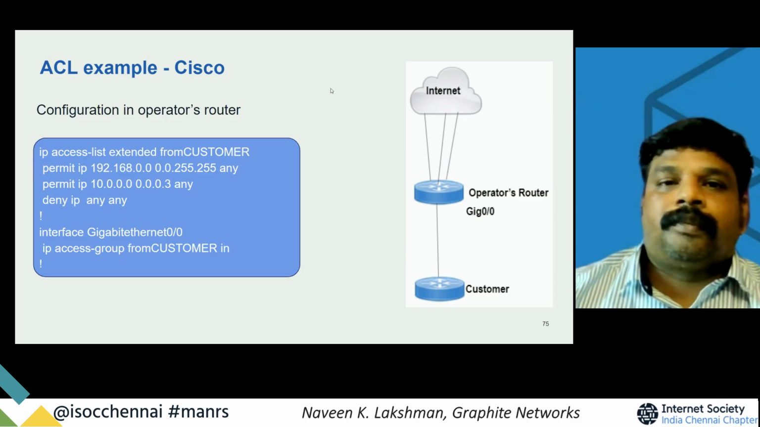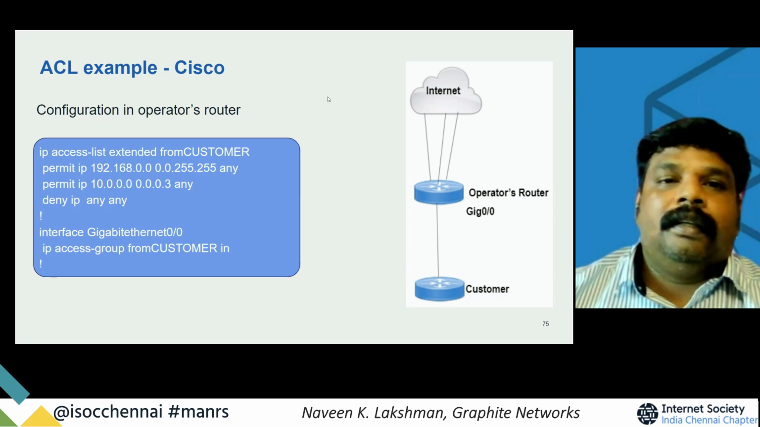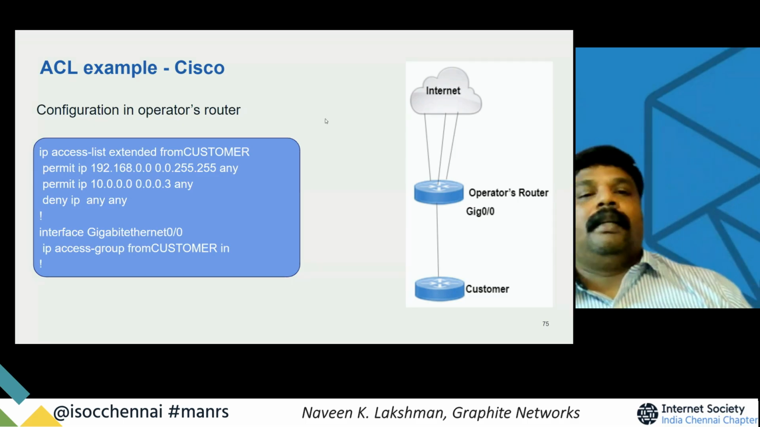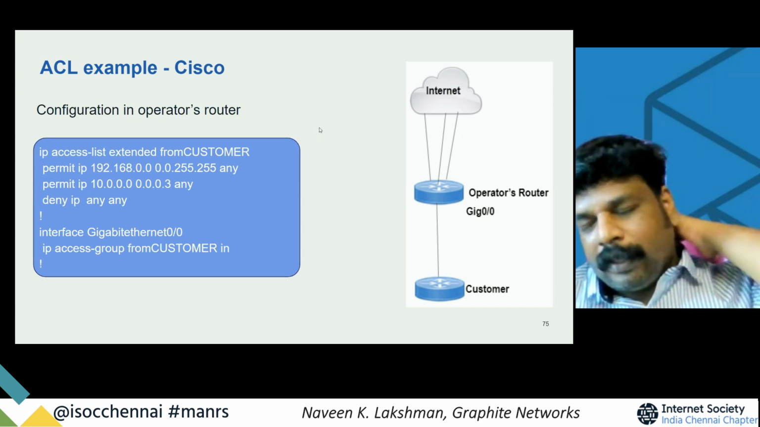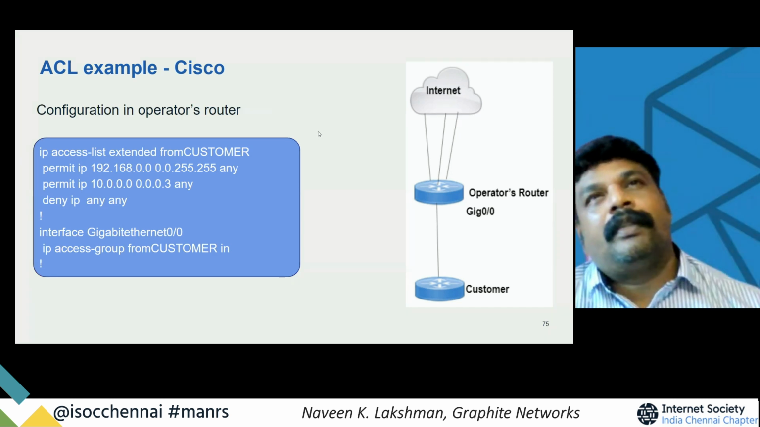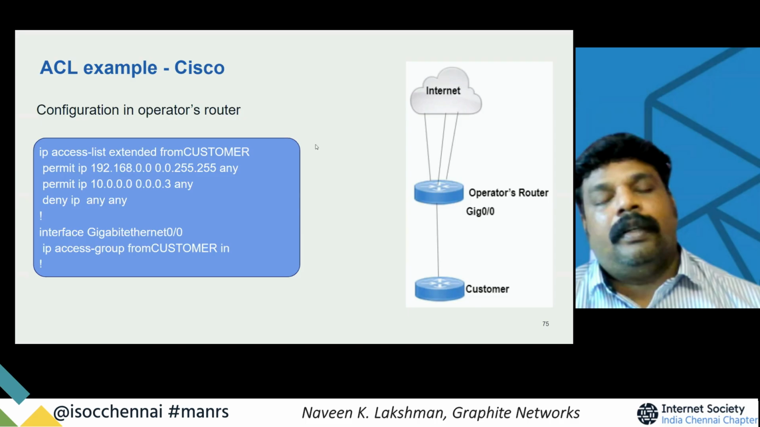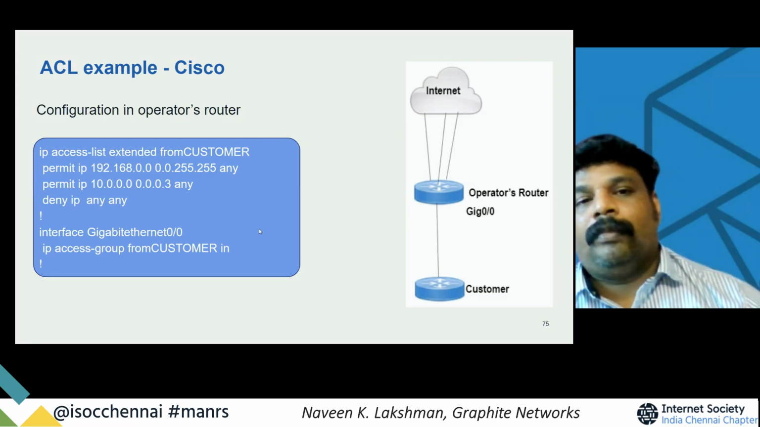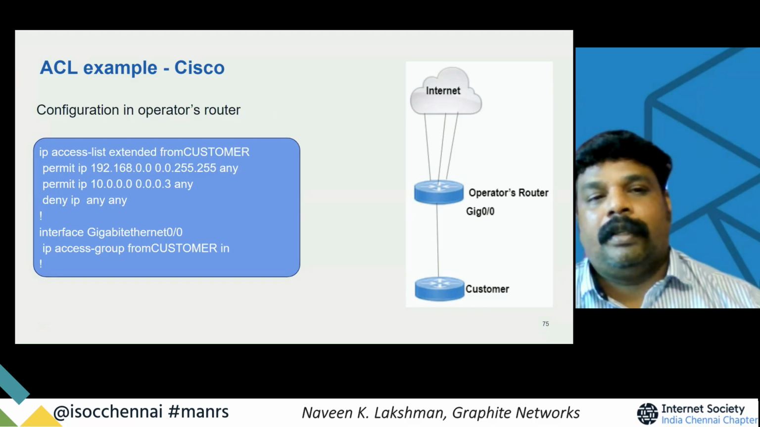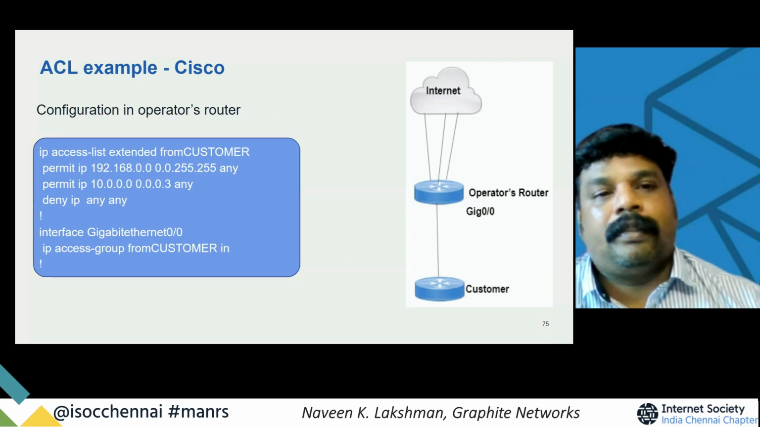Since the anti-spoofing action in MANRS is not mandatory, we cannot expect everyone to implement URPF. But compared to URPF, an access list is a little bit tricky, because if a customer is allocated a different prefix, you have to update it manually. So you have to keep track of what the customer is announcing, and based on that you have to edit the access list.